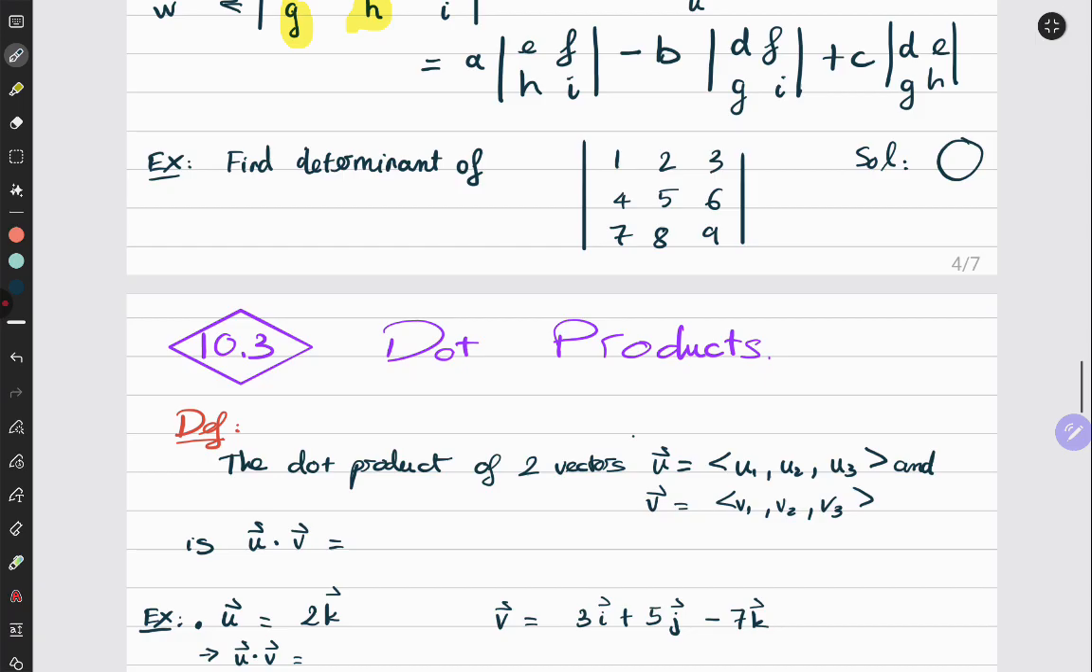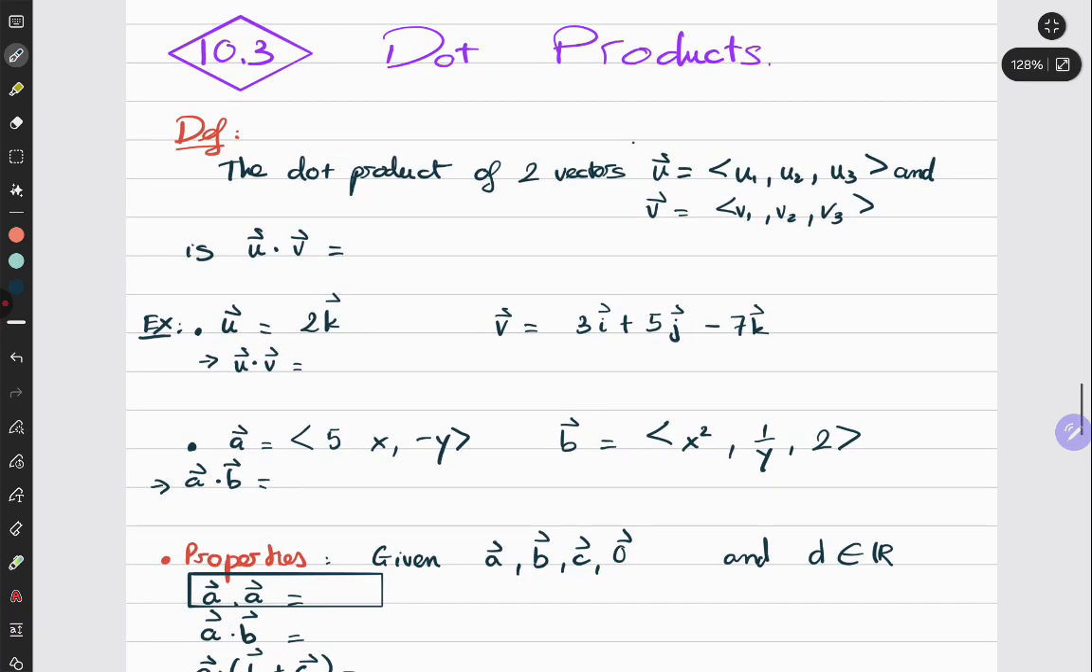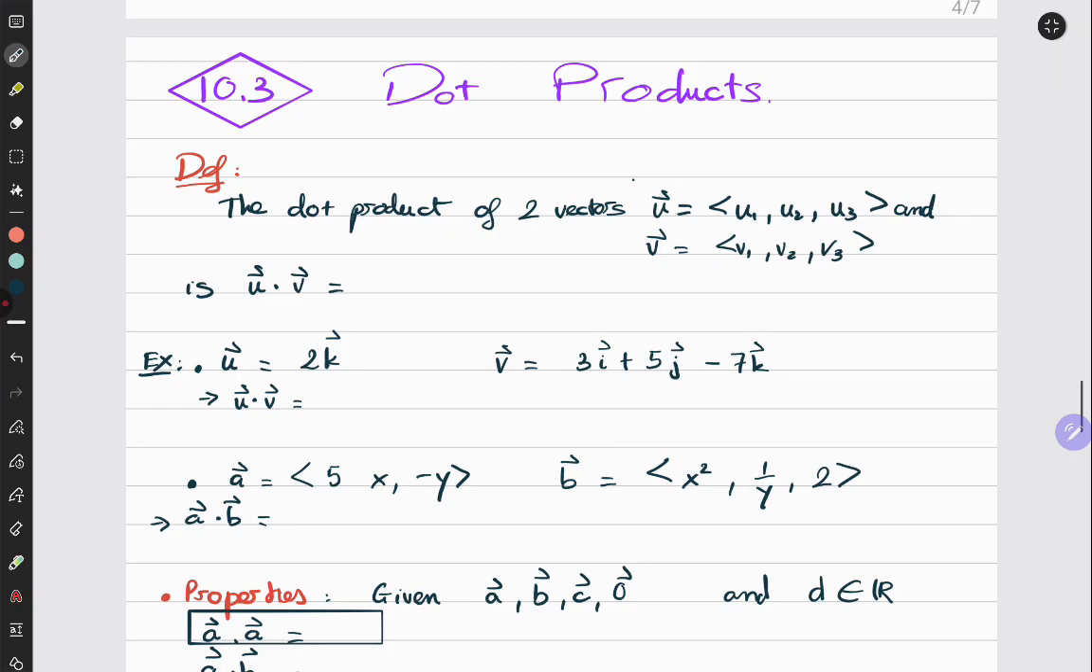Let's wrap up 10.2. Now 10.3. Continue from the vector. Now we do some operations with vectors. In 10.2, we add vectors, we subtract vectors, we multiply so far. We have vectors, right. We can add vectors. Vector plus vector equals vector.